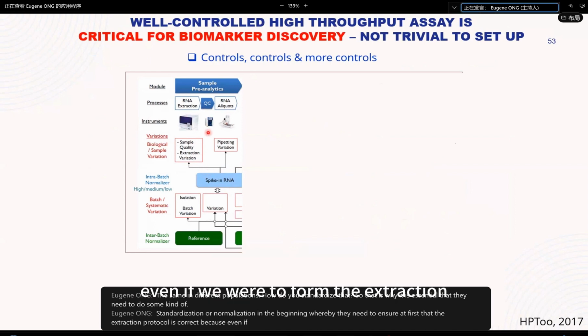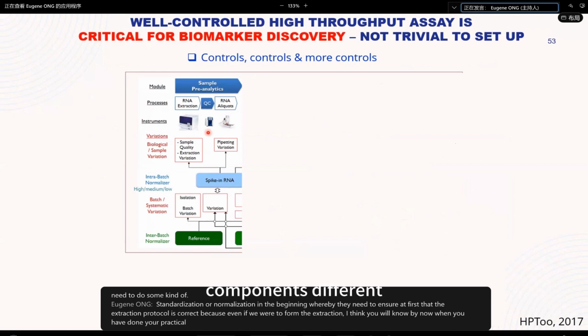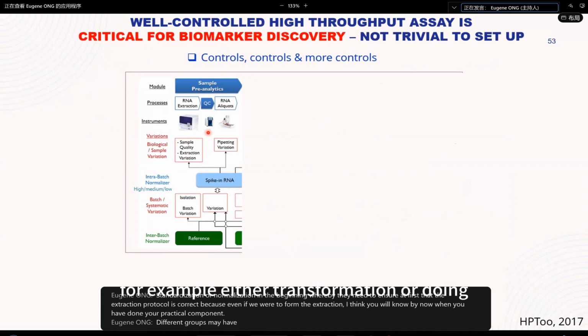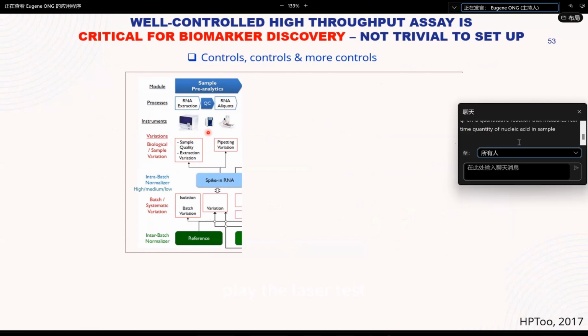whereby they need to ensure at first that the extraction protocol is correct. Because even if we were to perform the extraction, I think you will know by now, when you have done your practical components, different groups may have different results. For example, have you guys done ELISA? A plate ELISA test? Yes, okay. Even if you do ELISA, you're handling, you're pipetting, different individuals carrying it out in different labs will give you different results. It might differ by just a few points in optical density or absorbance measurement, but still those are differences. So when it comes to diagnosis, it is very important that not only are the biomarkers correct, but also that the samples are treated correctly.